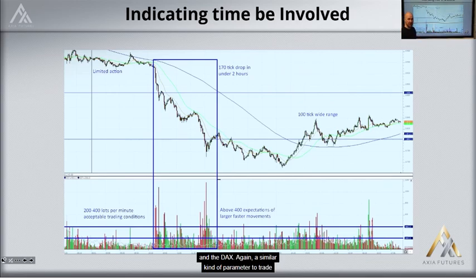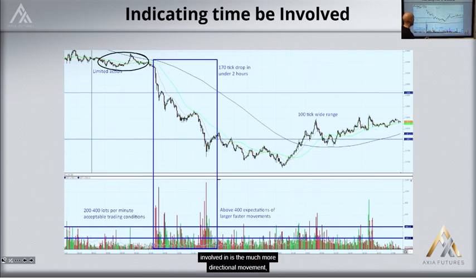Now, this is something that I developed a little while ago in the DAX. Again, a similar kind of parameter to trade within. DAX for me, looking at 200 to 400 contracts per minute, and using that as a kind of bar that anything that falls under that, I don't want to be involved in. These are generally periods that I know that I can run into traps, get caught out in these sort of slow, limited action zones up here. That's what I don't want to be involved in.